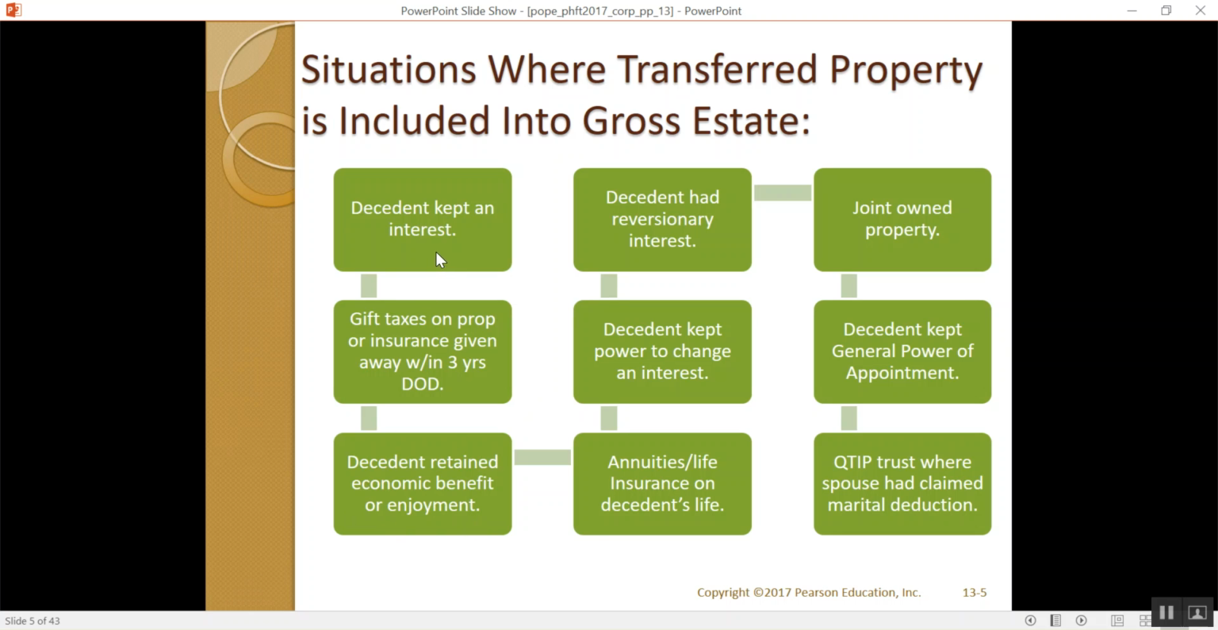Now, there might be a situation where the father says, son, I'll give you 50% interest right now in my apartment building, and I'll retain a 50% interest. And you get all the rent income from it because I love you, but I'm going to retain a 50% interest in the building. Well, in that case, that's the upper left-hand corner here. That transferred property, all 100% of it, is going to be included in the gross estate.